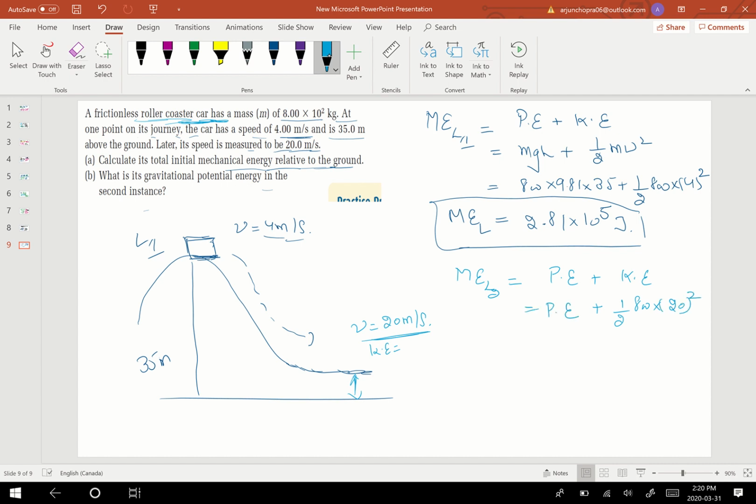Plus this is the potential energy, and this mechanical energy will remain constant. I can put that value here, 2.81 times 10 raised to the power 5 joules. By doing these calculations, I can easily find the value. So this is 2.81 times 10 raised to the power 5, and this is the potential energy plus this value will be equal to 1.6 times 10 raised to the power 5 joules. Then when I bring it to the other side of the equation, those values will subtract and the final value will come out to be 1.21 times 10 raised to the power 5 joules.